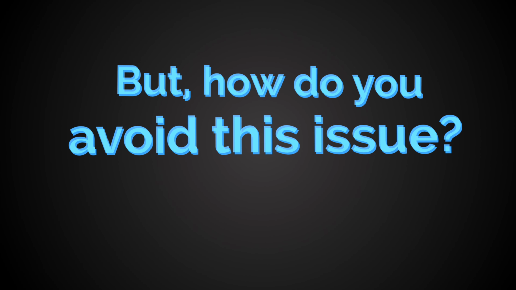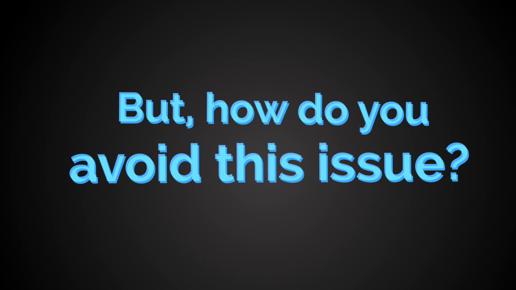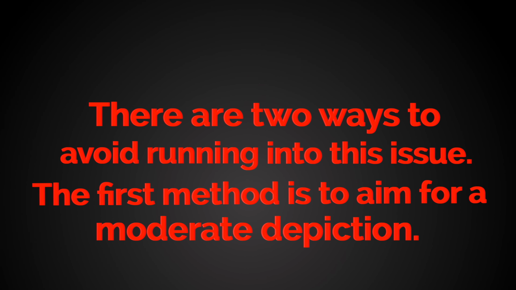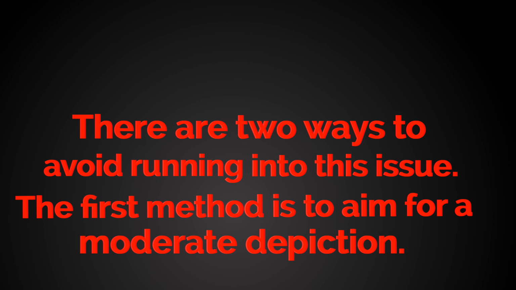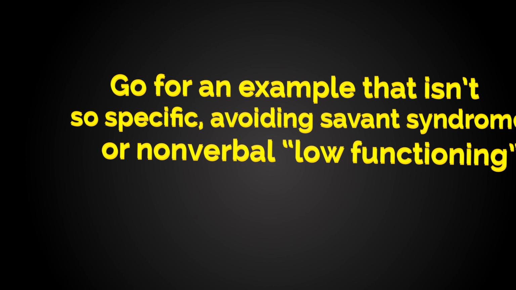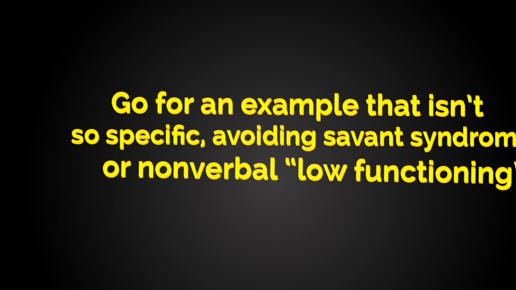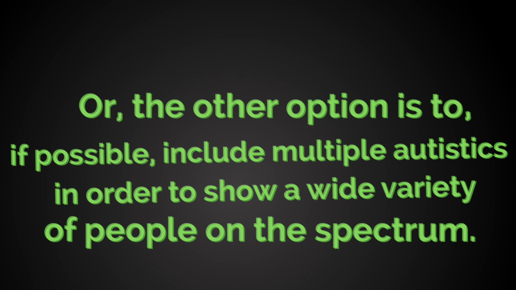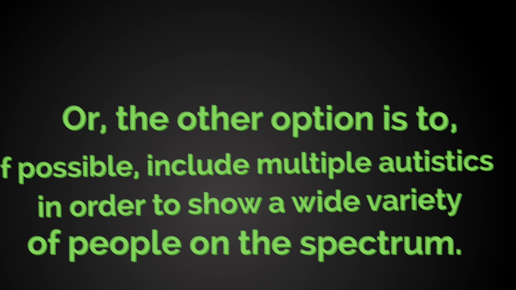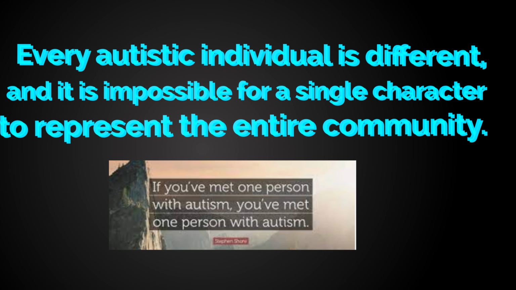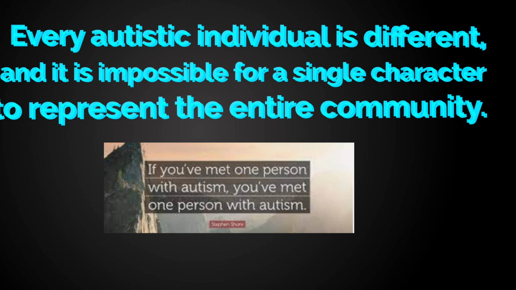But how do you avoid this issue? There are 2 ways to avoid running into this issue. The first method is to aim for a more moderate depiction. Go for an example that isn't so specific, avoiding savant syndrome or nonverbal low-functioning. Or the other option is to, if possible, include multiple autistics, in order to show the variety of people on the spectrum. Every autistic individual is different, and it's impossible for a single character to represent the entire community.